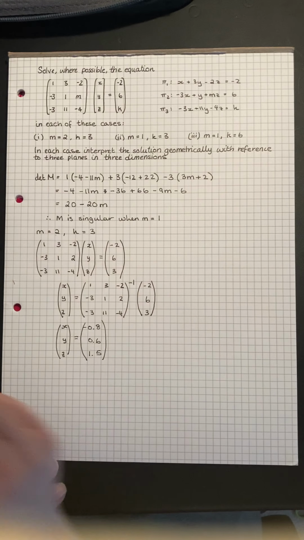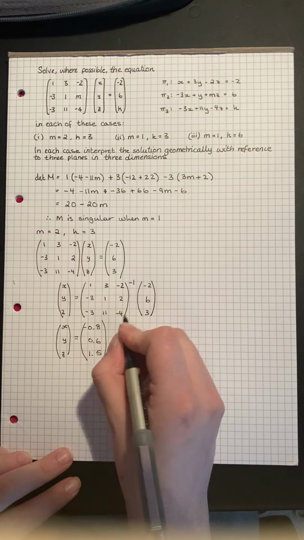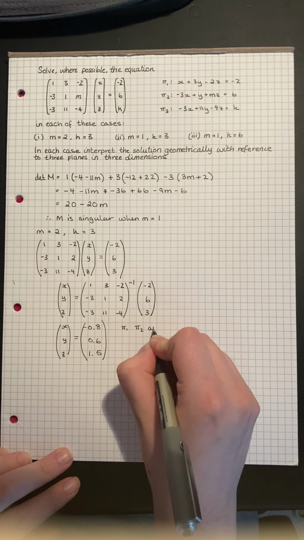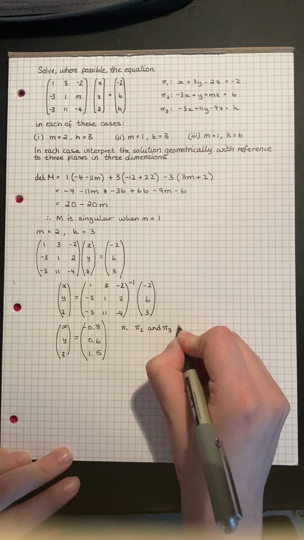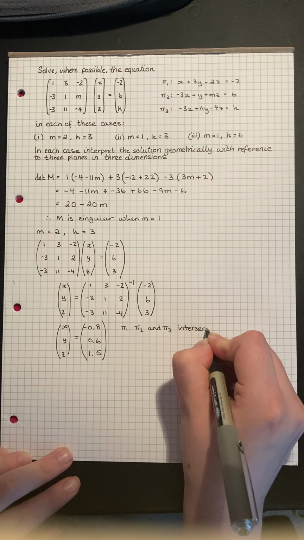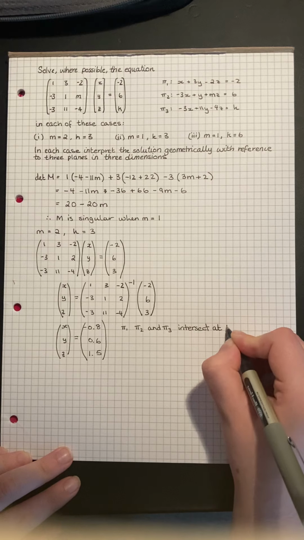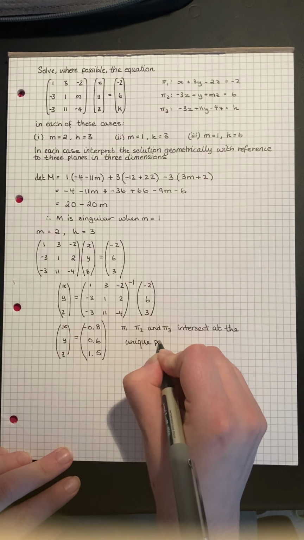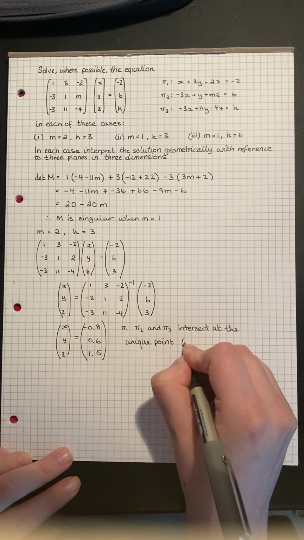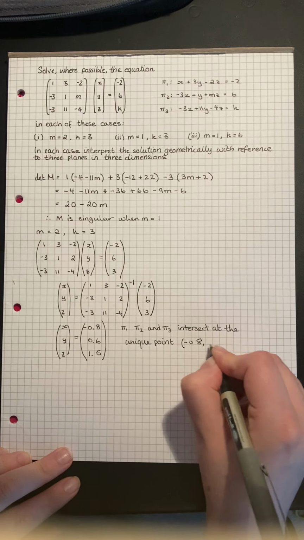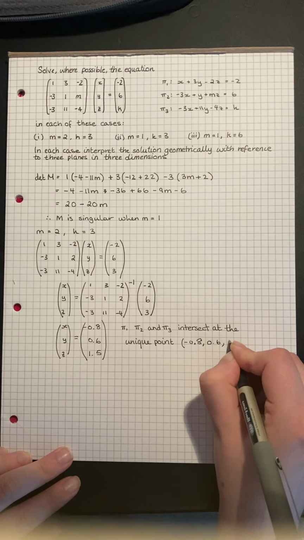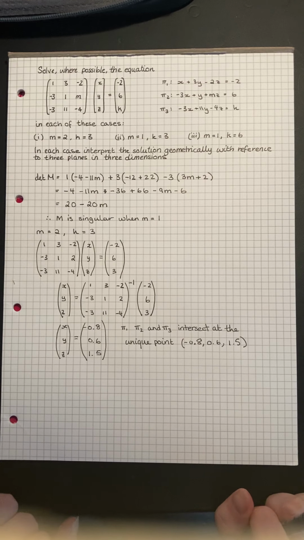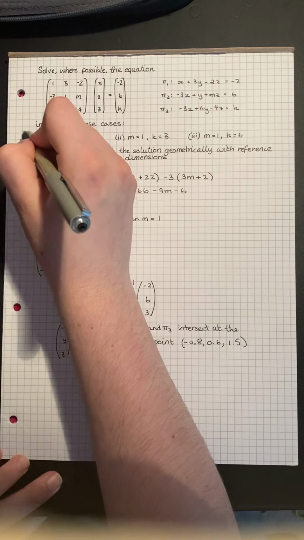Okay, so that tells us that in this case pi 1, pi 2 and pi 3 intersect at a single point, so we can say at the unique point minus 0.8, 0.6, 1.5. Those are the coordinates of that unique point of intersection. Okay, so that's number 1 done.